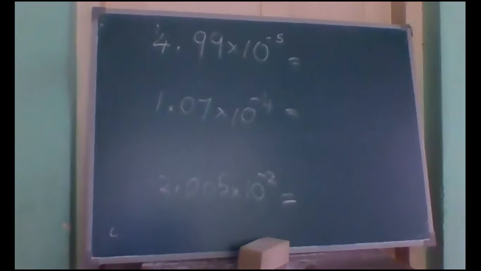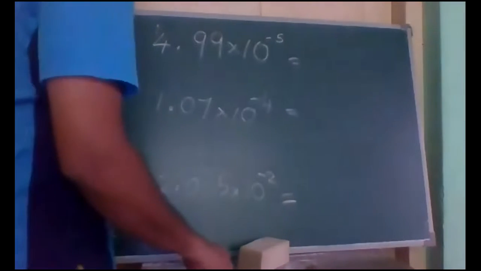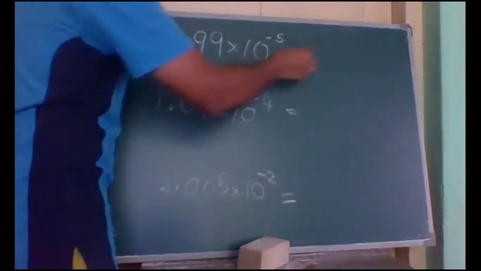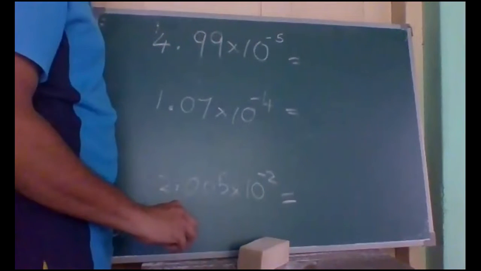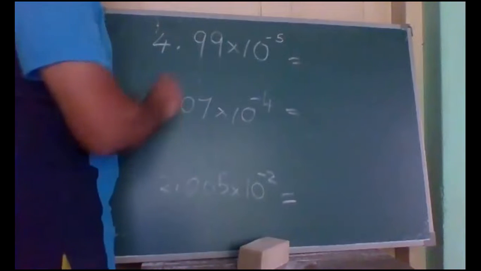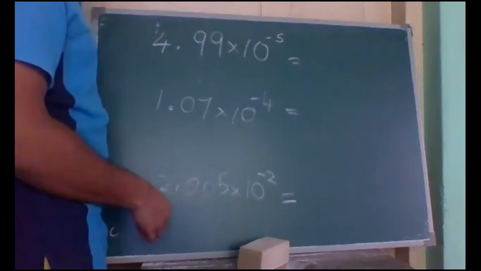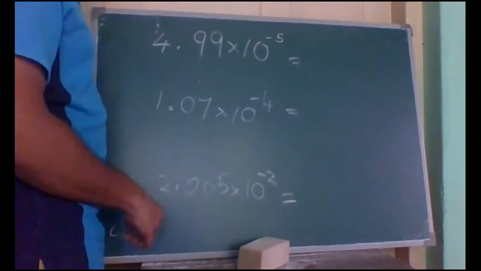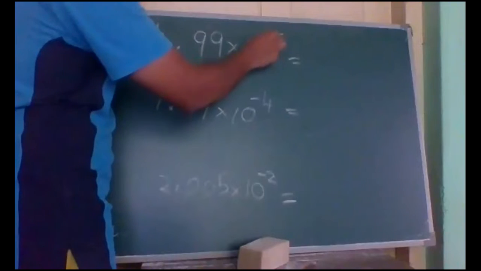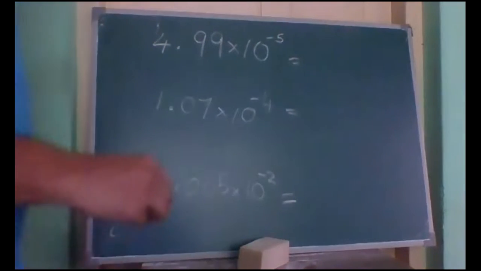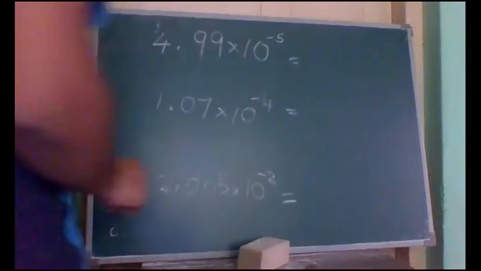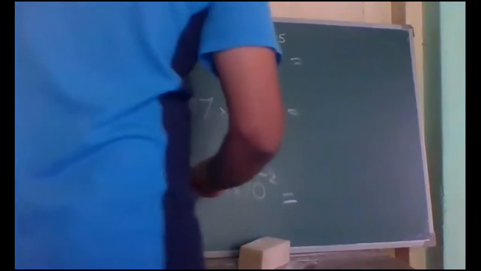Finish? Okay, then how many decimal places do we have to move? 5. Right side or this time left side? Left. Here it is -5, right? So we have to move 5 decimal places to the left side.